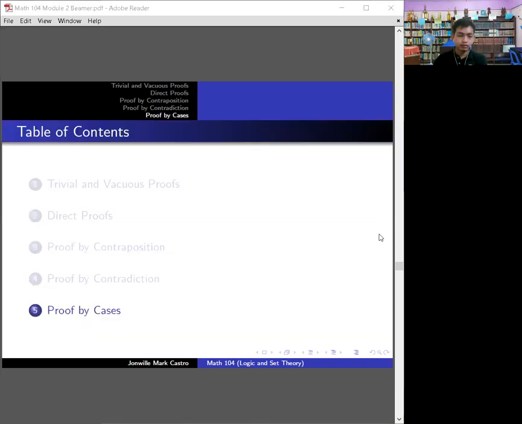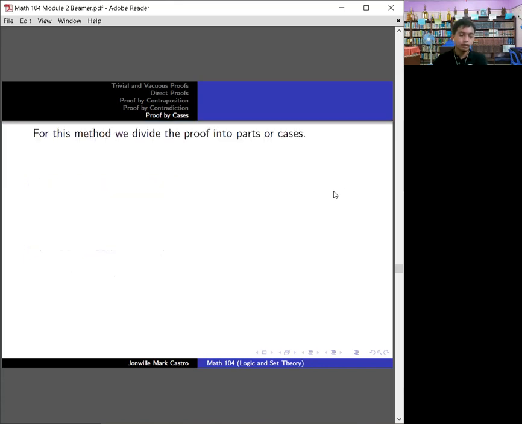Last proof is proof by cases. So, for proof by cases, we divide our proof into parts or cases. Typical cases you see are for an integer n. For example, if the opening statement is that n is an integer, then n can be even or odd. So, we need to prove those two cases.